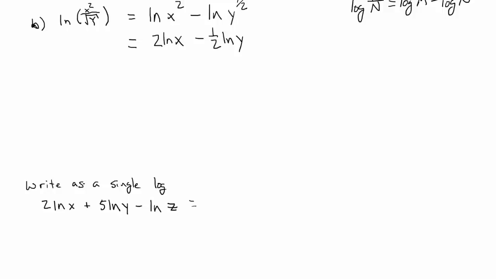So I'm going to rewrite this as ln of x squared plus ln of y to the 5th minus ln of z. And now whichever ln's are positive are going to end up multiplied together in the numerator, and the negative ln is going to end up in the denominator. So this is equal to ln of x squared y to the 5th divided by z. And that's all for this video on logarithmic functions.